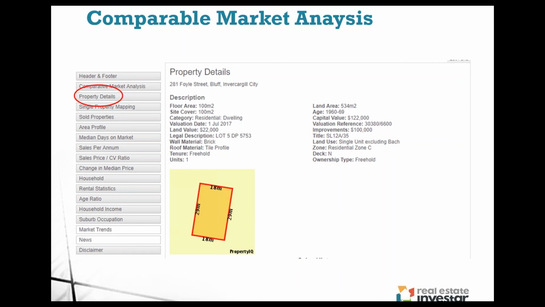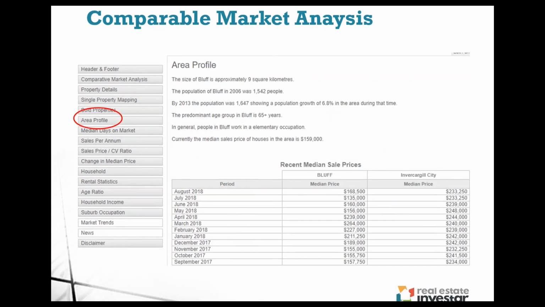Okay, we've just seen the property details. I've also clicked down on the area profile because this is important as far as seeing what is happening over time. You can see it's not a large area, really. It's only 9 square kilometres with only a population of 1,540-ish in 2006, but still a decent amount of growth for the 7 years to the next measurement. And the age group is a lot of retirees, obviously, because it's a very pretty and chilled place to live.